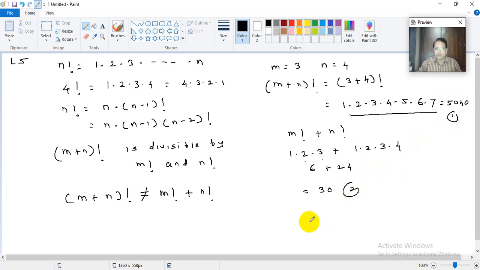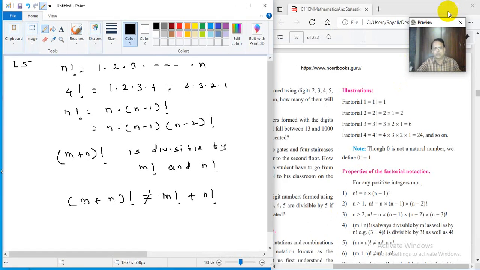Suppose this is 1 and this is 2. From 1 and 2 what you get? 7 factorial, that is 3 plus 4 factorial is not equal to 3 factorial plus 4 factorial. It is not equal to that. I hope you understand. So this is how such problems and such properties can be verified, right? So I hope this is very simple and nothing difficult in that. Only thing is you are learning new notation, factorial notation. That is the only new thing in that.